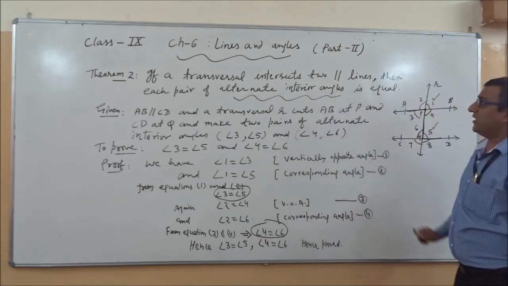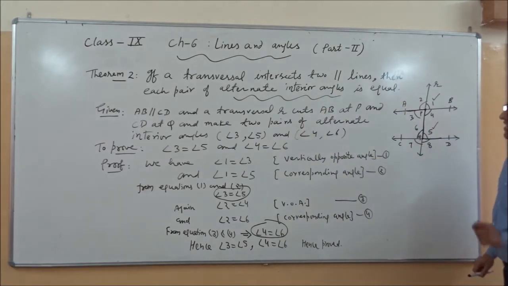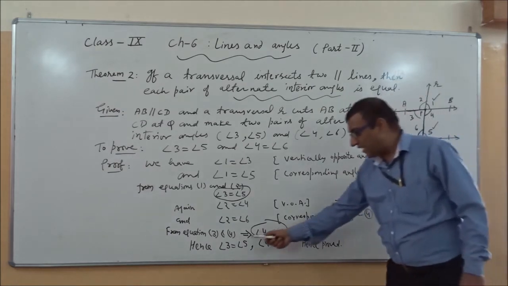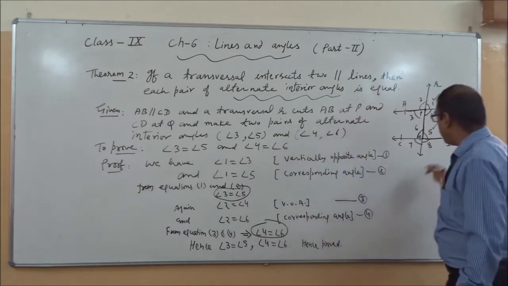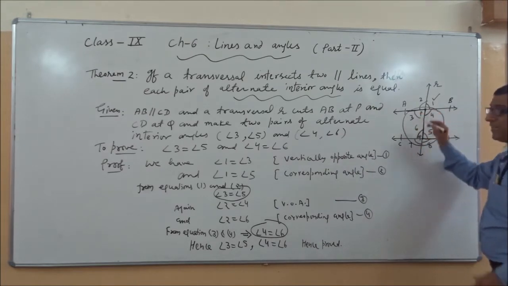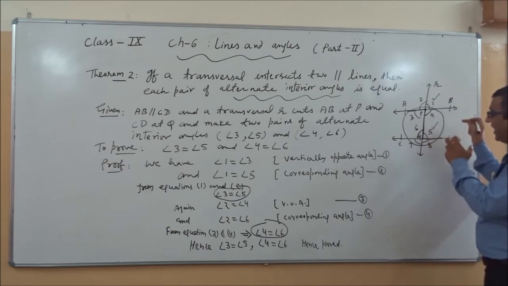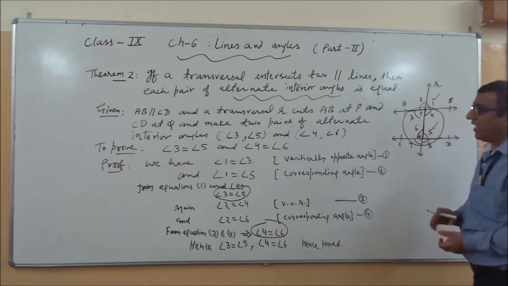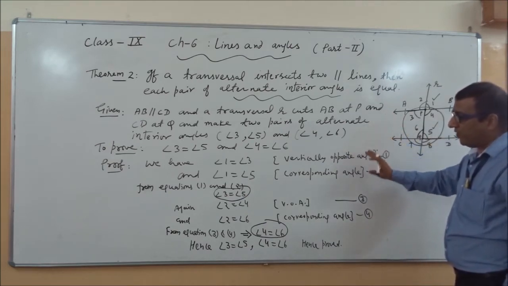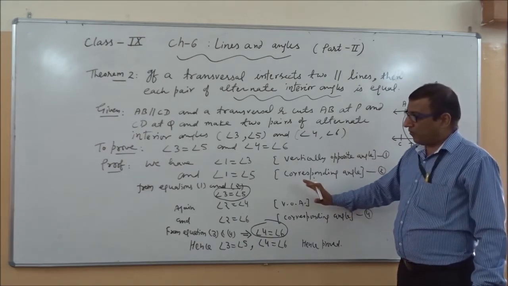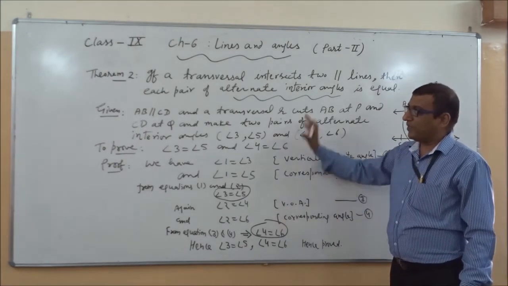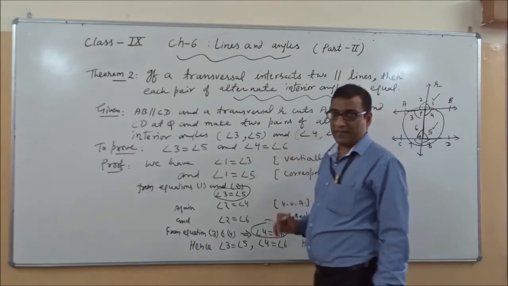That's why we can say if a transversal intersects two parallel lines, then each pair of alternate interior angles is equal. And what are angles 3, 5, 4 and 6? These are all part of the interior; all these angles lie between the lines AB and CD. So with the help of given and proof, we can easily prove the proof part of this theorem number 2.